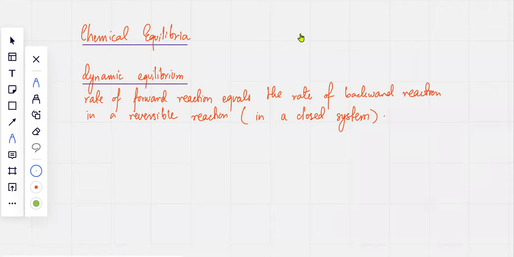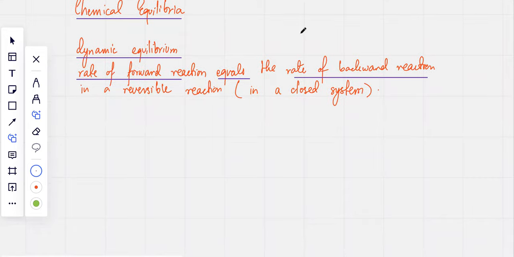And remember, the focus is on the word rate: the rate of forward reaction equals the rate of the backward reaction. That is what equilibrium is. So the comment is about rate. It's not about the concentrations of the reactants or the concentration of the product. Nothing to do with concentration. It's always the rate.